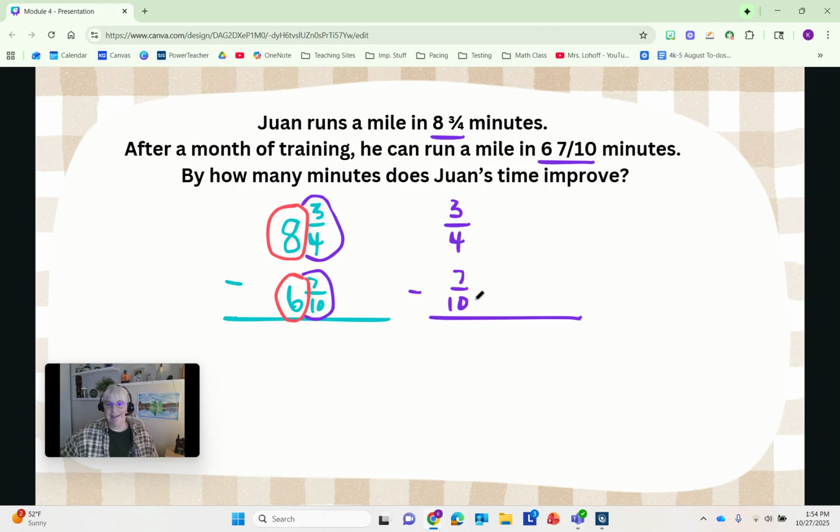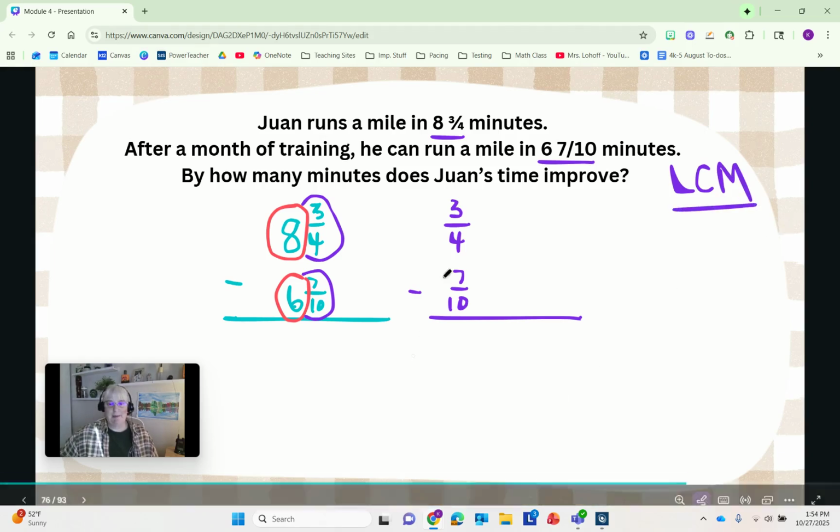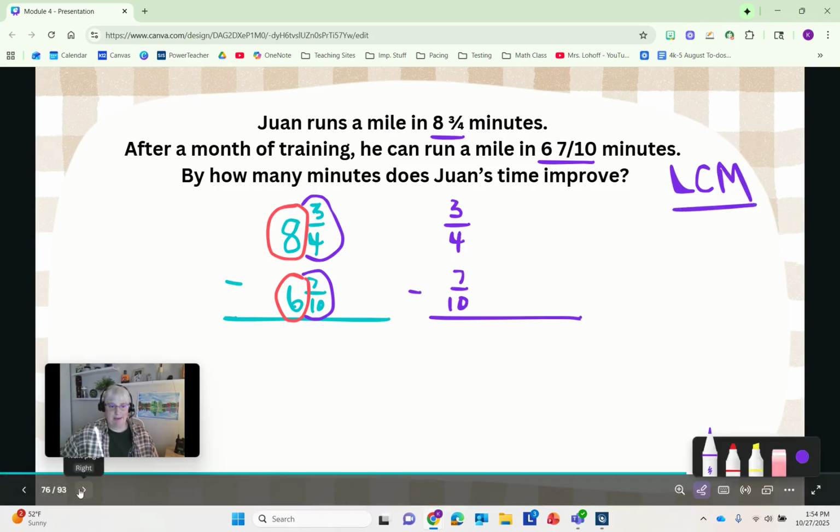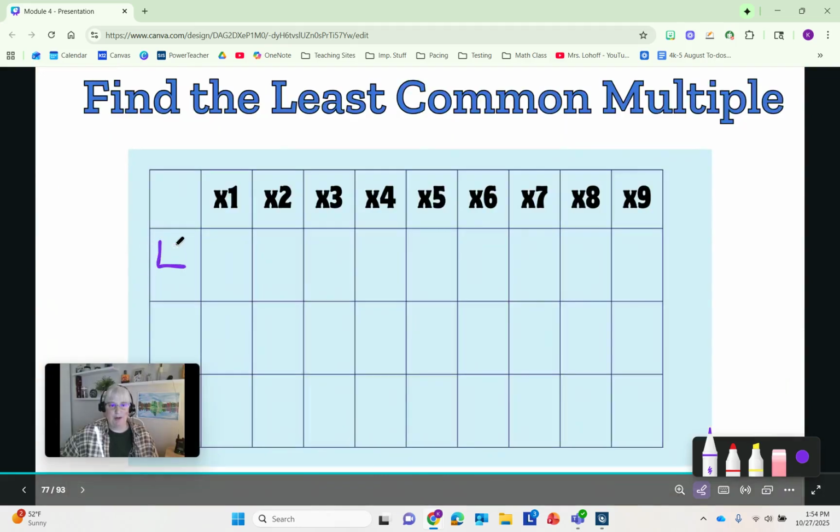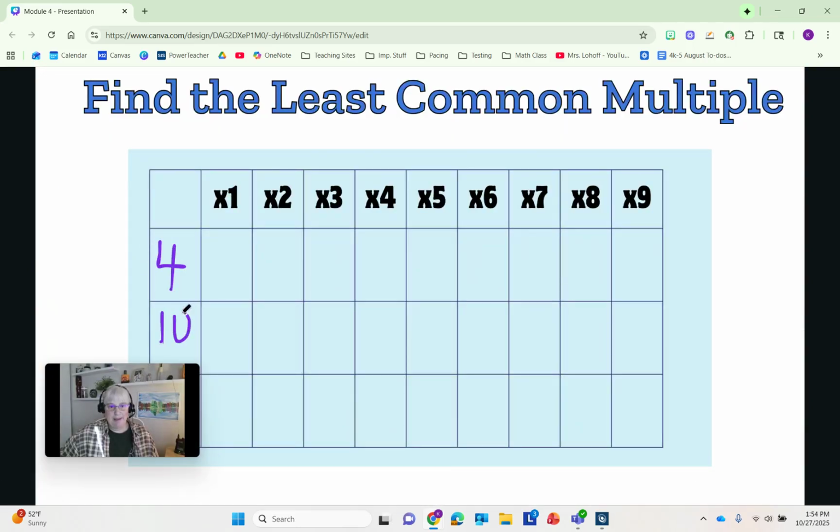4 is not the same as 10. So we have to find the least common multiple. All right, least common multiple, 4 and 10. So in my chart, I'm going to write 4 and 10, and then all of the multiplication facts for 4 that I need to until I find a repeat with 10. So 4 times 1 is 4. Remember, you can copy it from a multiplication chart, but I'd love for you to be practicing them. Even if you don't need practice, it's good practice.